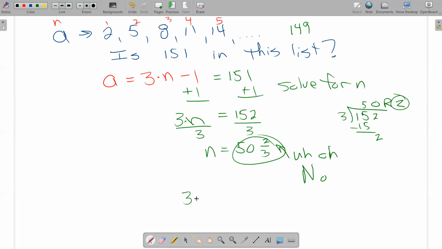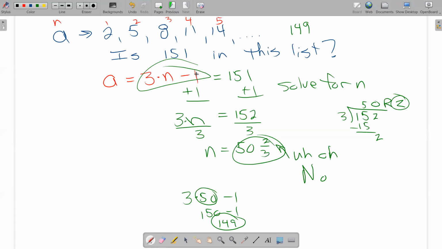Check it out. 3 times 50 minus 1, right? That's my formula, is 150 minus 1, or 149. Yeah, so 149 is the 50th number in this list, is what I found there. So 149 is in the list, 151 is not, because I got a fractional number and the number has to be counting. 1, 2, 3, 4, whole number.